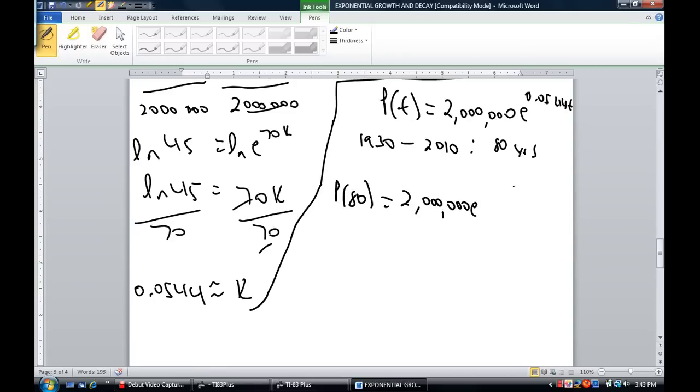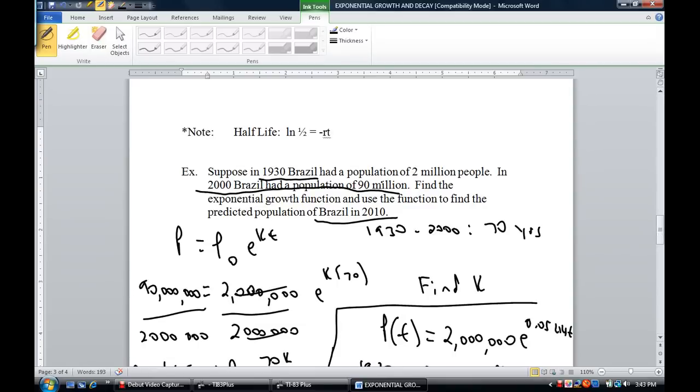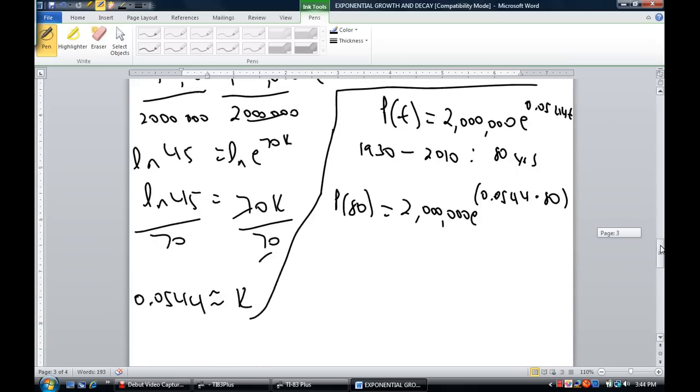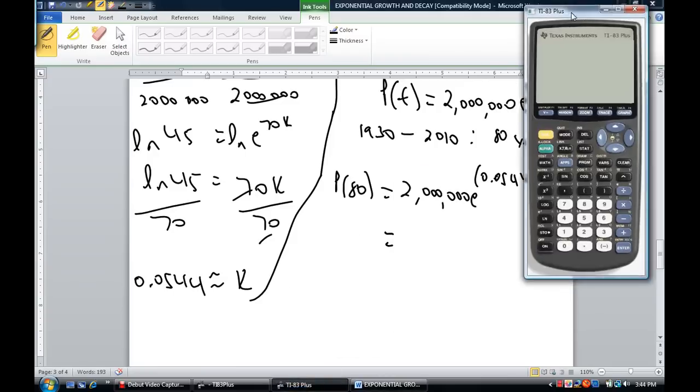e. And by the way, and I haven't mentioned this yet, the population was increasing. That's why we're using the positive exponent. It's not a decay, it's a growth. So e to the 0.0544 times 80. And once again, I'm going to put that in parentheses just for the calculator. And we're going to type that in.